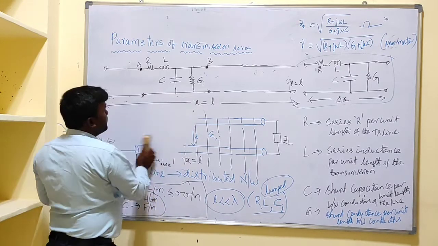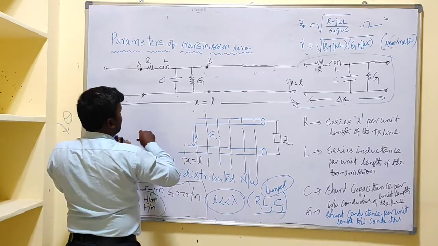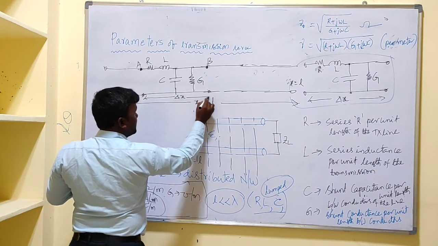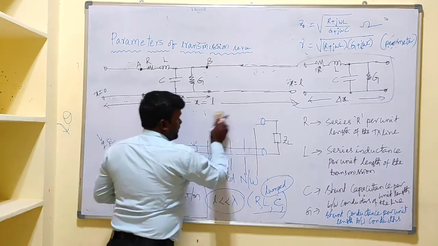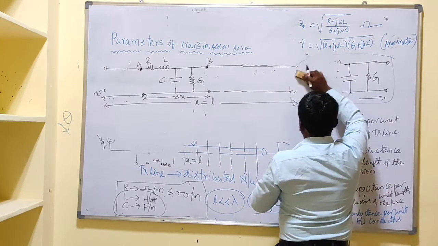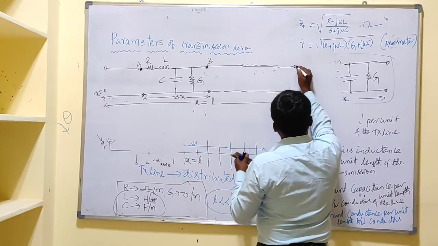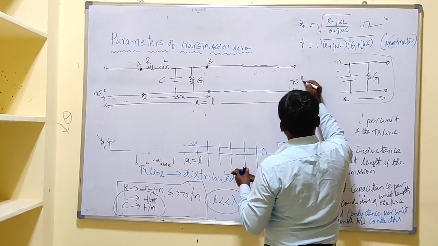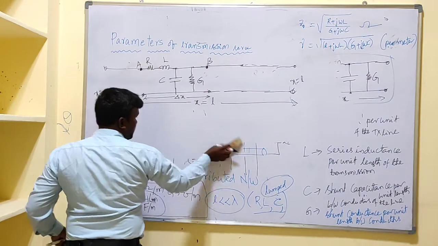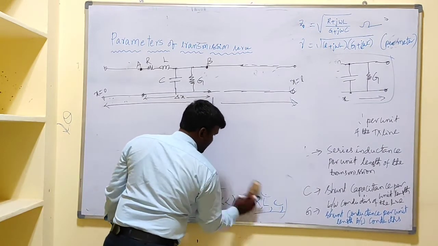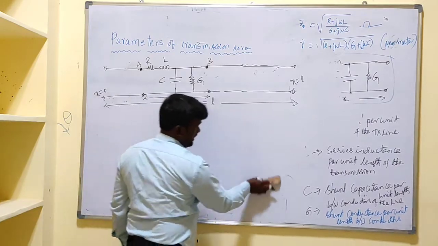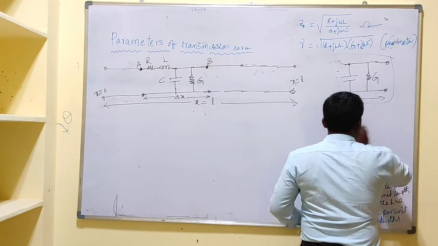For A to B, the length of the transmission line from A to B I consider as delta x. Now by using this diagram, we can derive transmission line equations. At x equal to L, this is the load end and this is the source end. The x equal to 0 end is connected to the source, and x equal to L is connected to the load end.